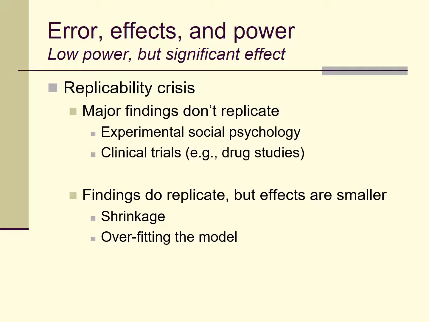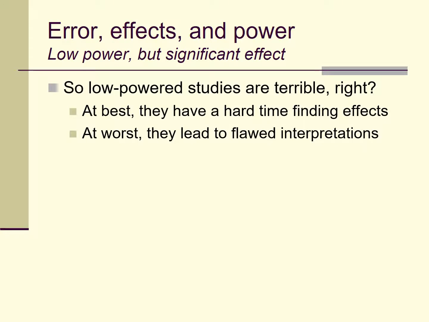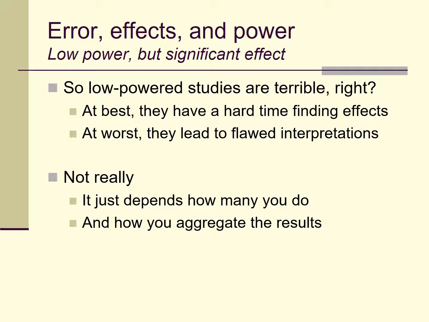To be clear, you might at this point in this little supplemental lecture be thinking to yourself, so low-powered studies are really terrible, right? At best they have a hard time finding significant effects, and at worst they can lead us to really flawed interpretations or flawed inferences about the existence of effects in the population. I don't want to paint too dire a picture. I would argue that low-powered studies aren't really that bad. It just depends on how many of them you do and how you aggregate the results of your studies.